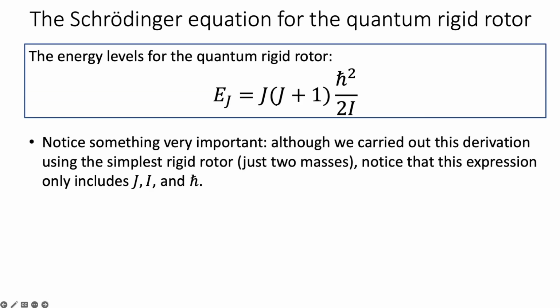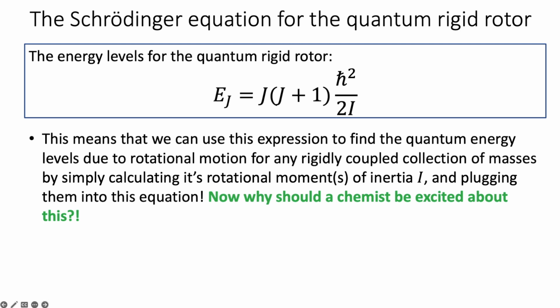So notice something very important. Although we derived this using the simplest rigid rotor, just two masses coupled together, rotating about their center of mass, notice that this expression only includes J, I, and h bar. So basically, if we can calculate a moment of inertia I about some axis, we're good to go. We're not limited to one type of rotor, or to the simplest rotor. Granted, we have to treat them differently, and don't forget, in 3-dimensional space there are 3 different axes that you can rotate about. But nonetheless, the fundamental thing is here.